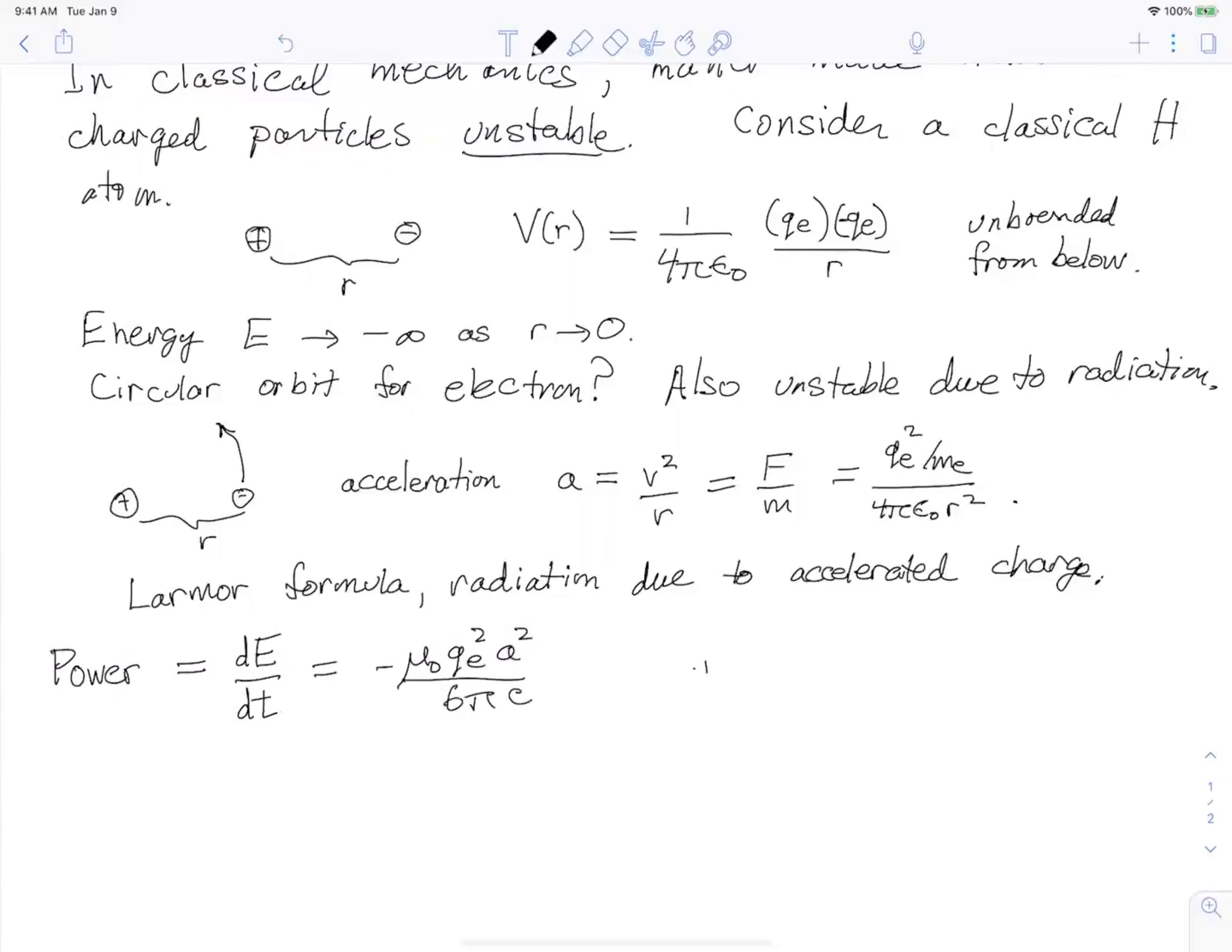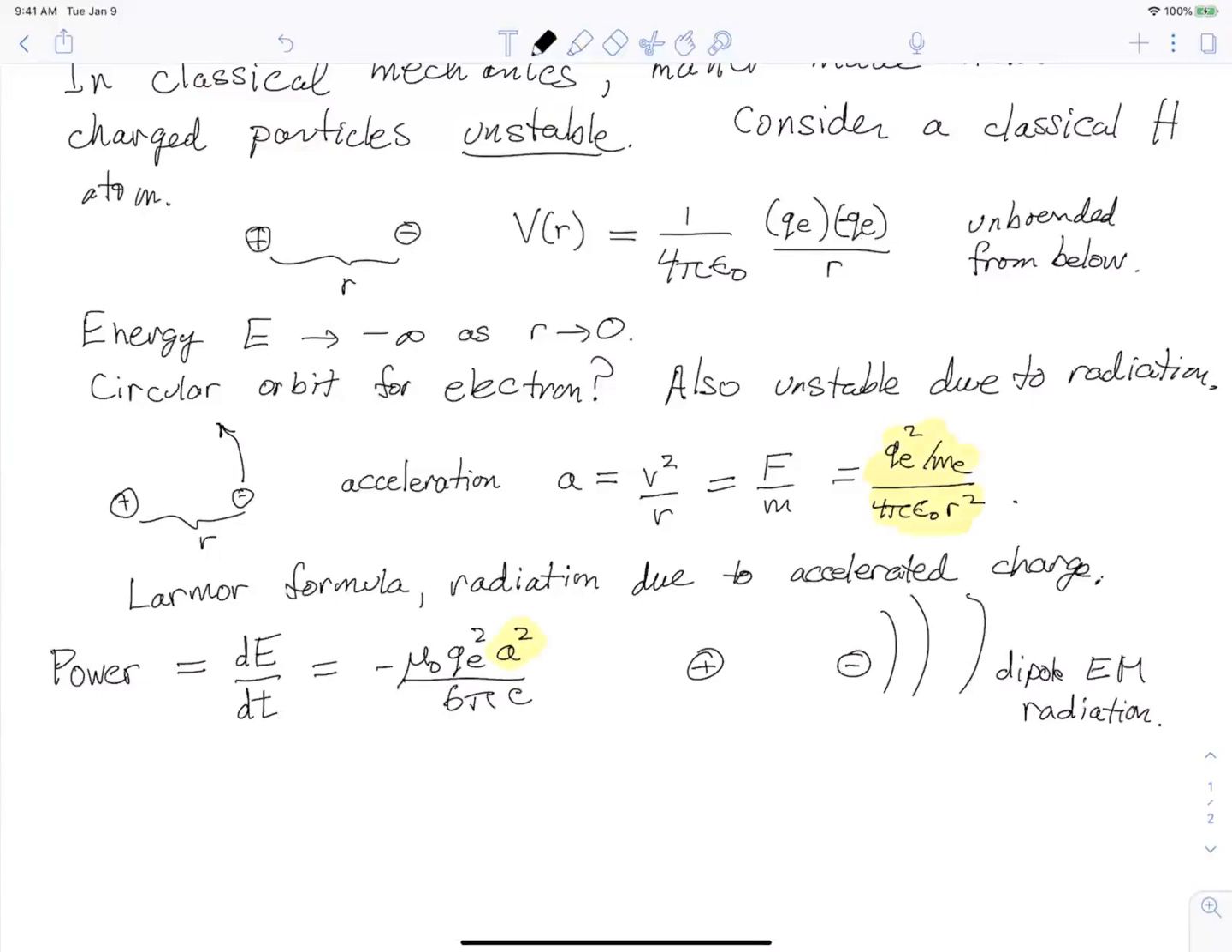Okay, so now here's our electron, and it's going to be sending out radiation. And if it's losing energy due to radiation, that's once again an instability. This is, in fact, dipole electromagnetic radiation. Okay, and so now what we're going to do is just take this expression for the acceleration and plug it in right there.